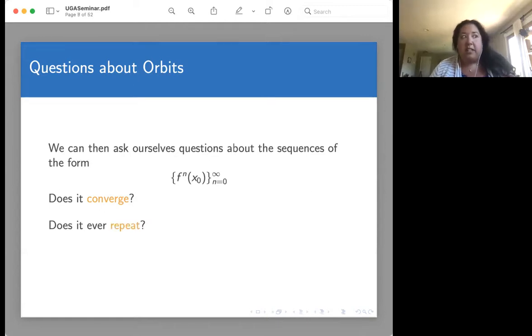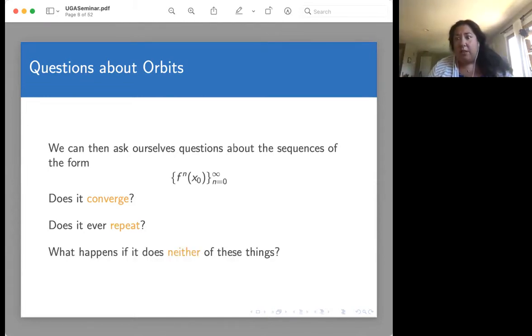Or do these sequences ever repeat themselves? Do I ever get to a point where it becomes periodic, where I see things repeating themselves over and over again? And then what happens if a sequence does neither of those things? If it's neither convergent nor periodic, what does that mean about that sequence? What does that tell me about the behavior of this system?